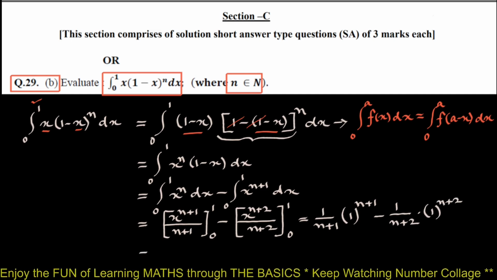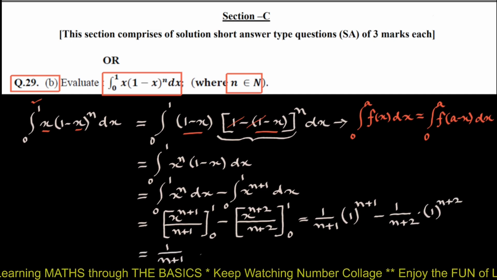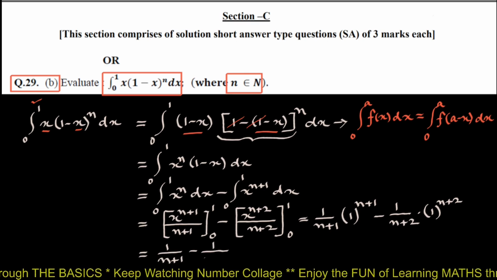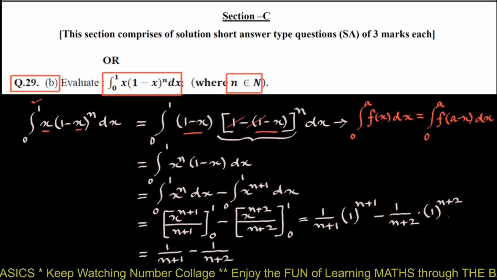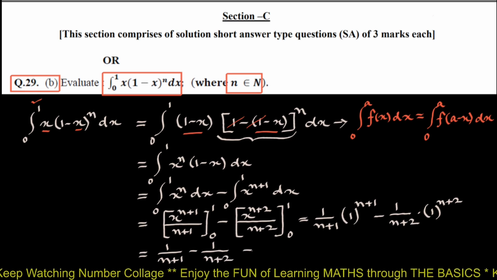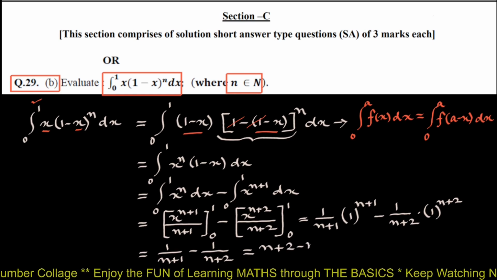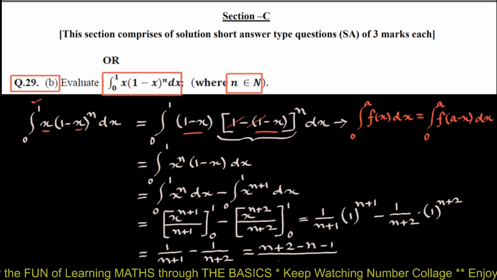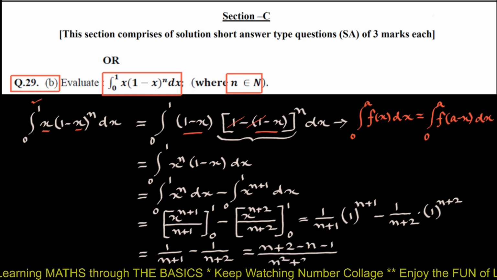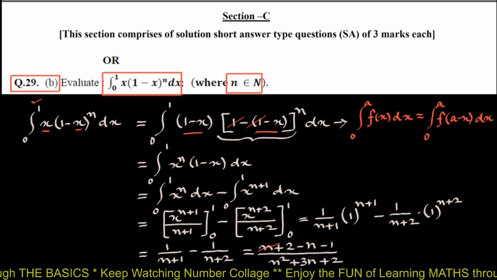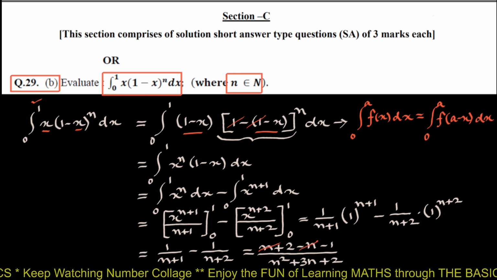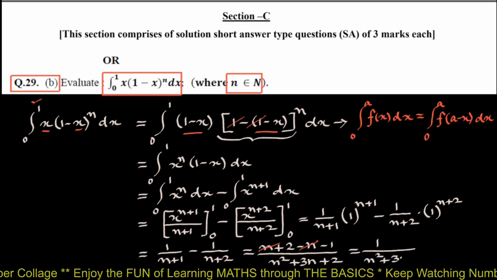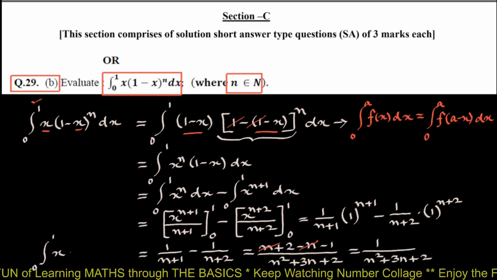This will be 1 upon n plus 1 into 1 raised to n plus 1, which is 1, minus 1 upon n plus 2 into 1 raised to n plus 2, which is 1. This will be (n plus 2 minus n minus 1) upon (n plus 1) into (n plus 2), which will be n square plus 3n plus 2. n minus n is 0 and this will be 1 upon n square plus 3n plus 2, the given integral.